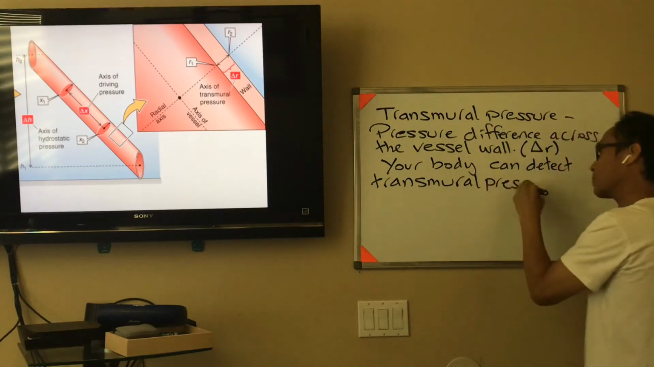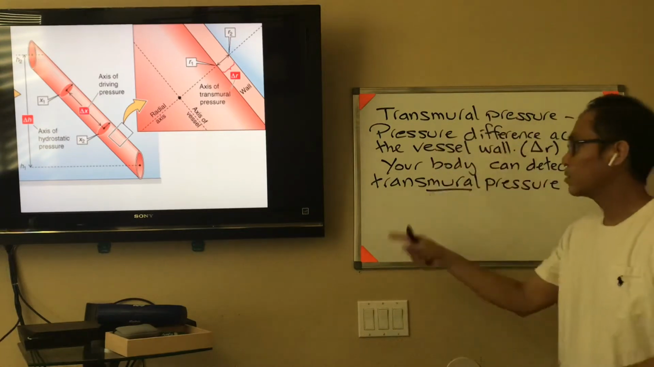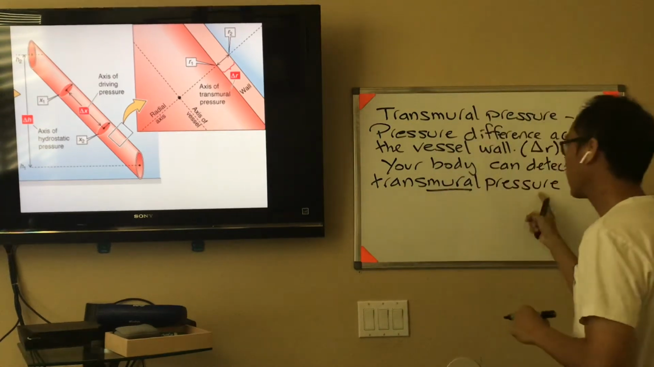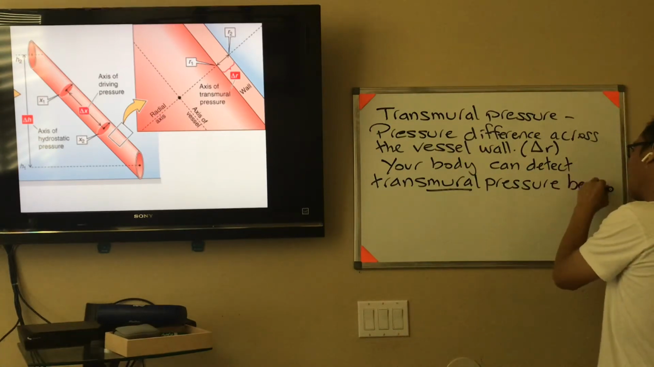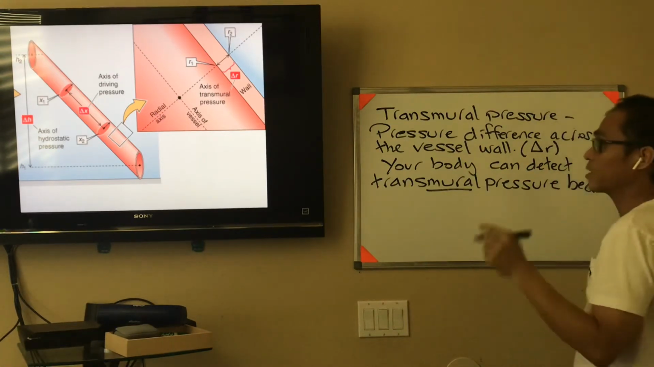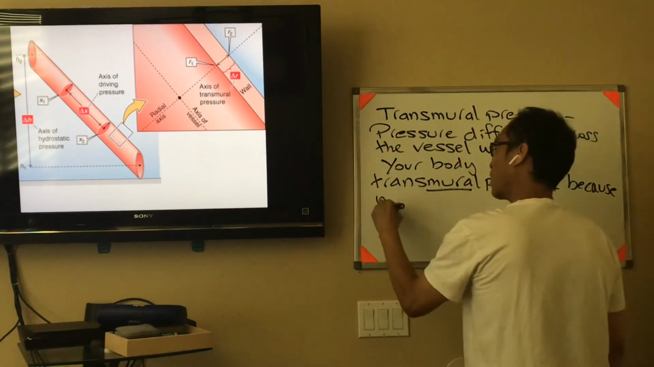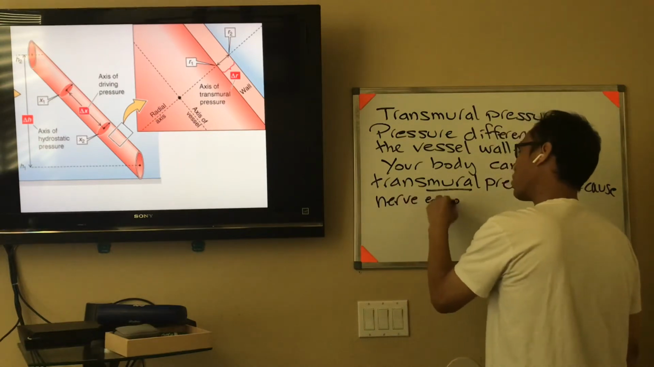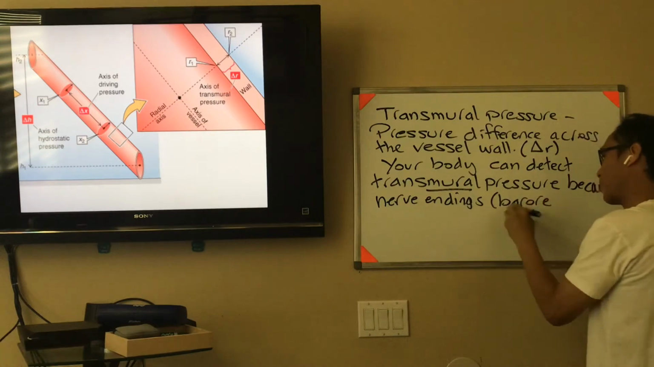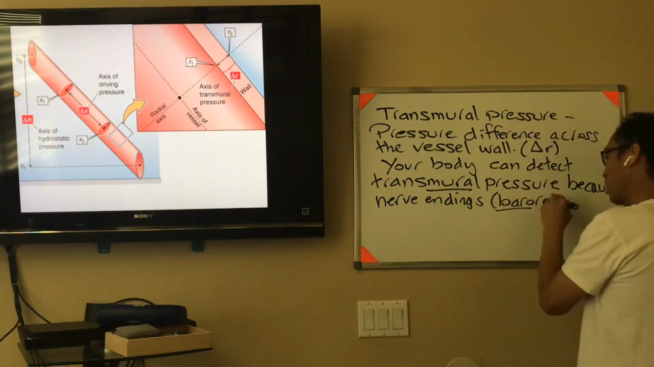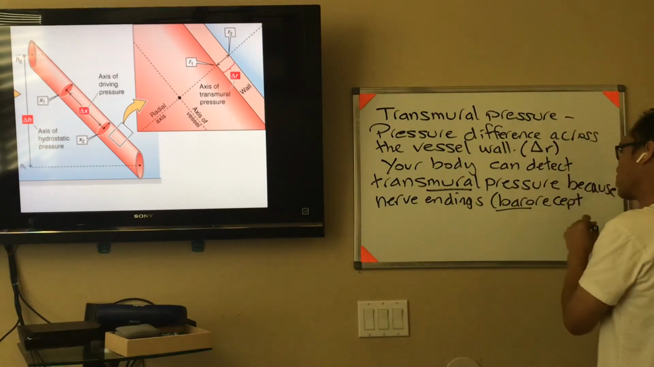And by the way, mural means something like you hang on a wall. So transmural means across the wall. Your body can detect transmural pressure because nerve endings live inside there. They're called baroreceptors. Baro means pressure, like a barometer, which measures atmospheric pressure. Baroreceptors measure blood pressure.